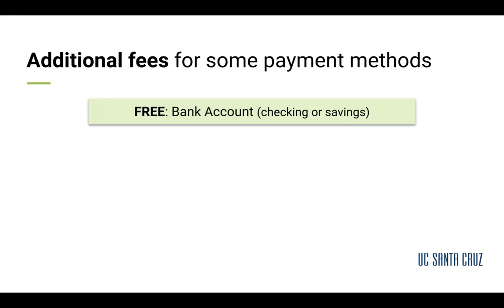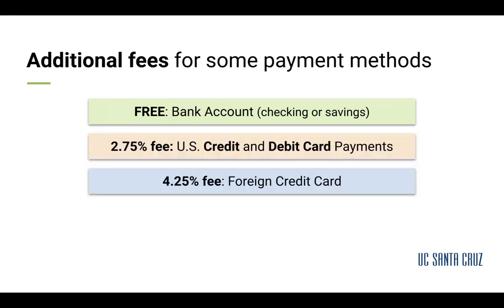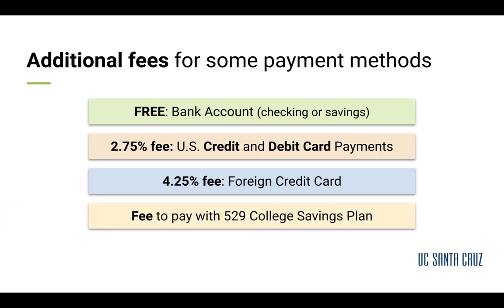When choosing a payment account for your student's bill, also consider the cost of fees charged to make a payment. Paying with a checking account or a savings account at a bank or credit union is free of charge. Payments made with a credit card or a debit card from a U.S. bank or credit union carry a 2.75% fee, and international credit card payments carry a 4.25% fee. There is also a $10 fee to pay with a 529 college savings plan.